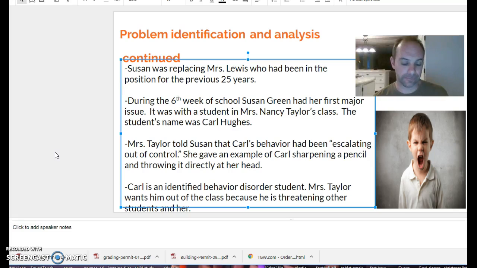Nancy Taylor's class. Mrs. Taylor told Susan that Carl's behavior had been escalating to a point where she could no longer handle it. She gave an example of Carl sharpening a pencil and throwing it at her head, and other examples of how belligerent and inappropriate Carl had become in class. Carl's an identified behavior disorder student. Mrs. Taylor wants him out of the room because she feels like she can't control him anymore, and now she quotes that she is scared for herself and she is scared for the other students.